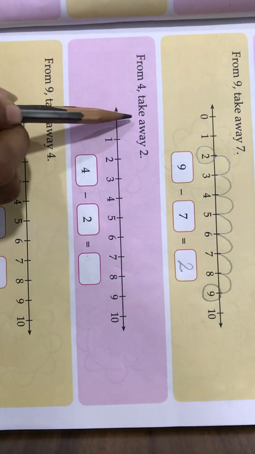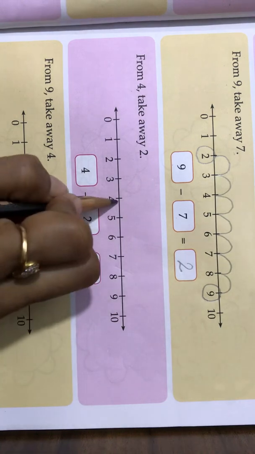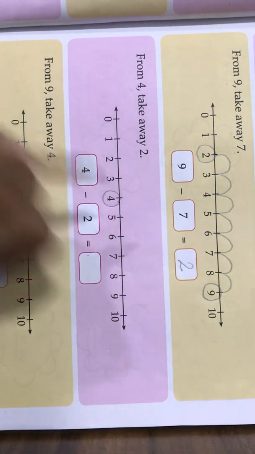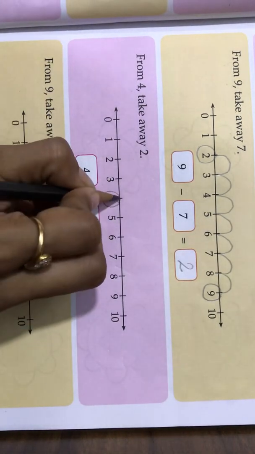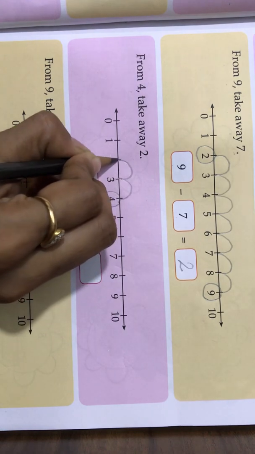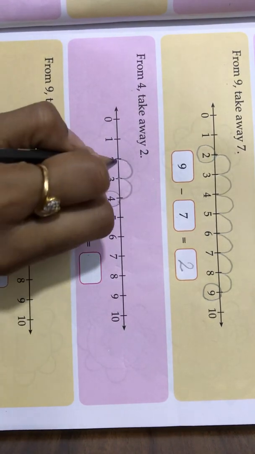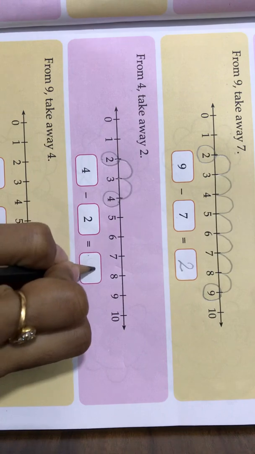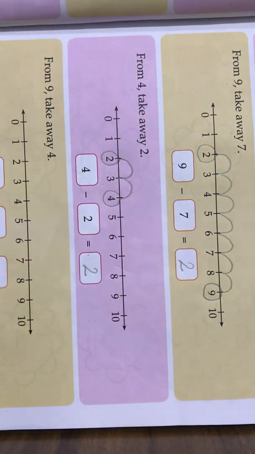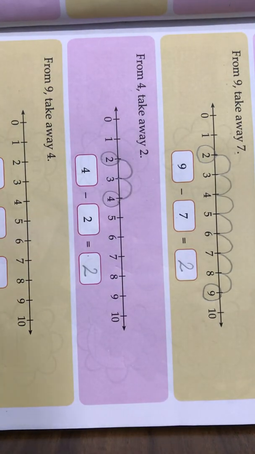From 4, take away 2. So, 2 steps back. I will reach at number 2. 2 is the answer. 4 minus 2 is equal to 2.